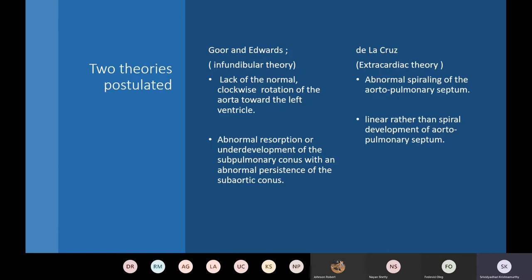So De La Cruz postulated another theory. As you've seen in the previous video, the septum that divides the truncus arteriosus spirals, and in TGA that spiraling doesn't happen. Instead, the septum is more linear, and that leads to the development of TGA.